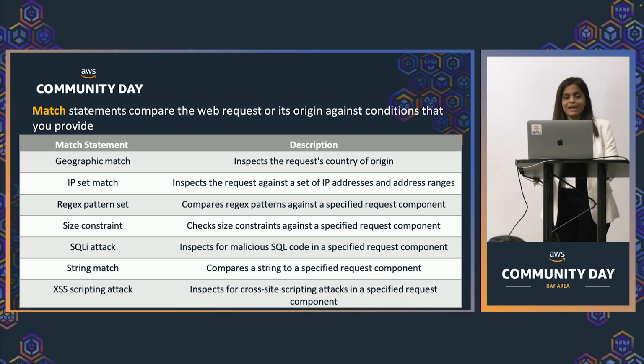These are the few match statements provided by AWS specifically for WAF: geographic match, IP set match, regular expression set, size constraint, SQLI attack, string match and cross-site scripting attack. This you can integrate with your web application firewall.